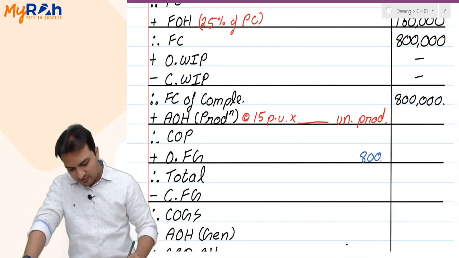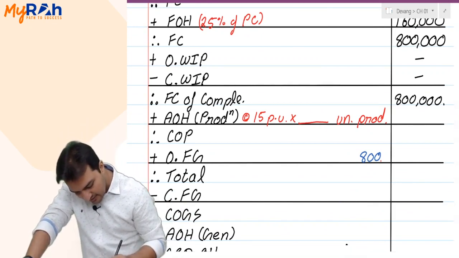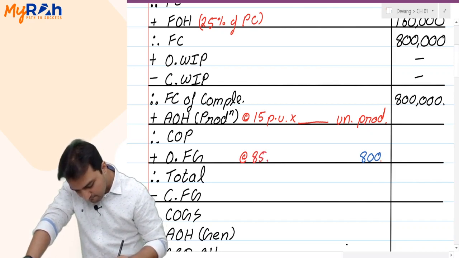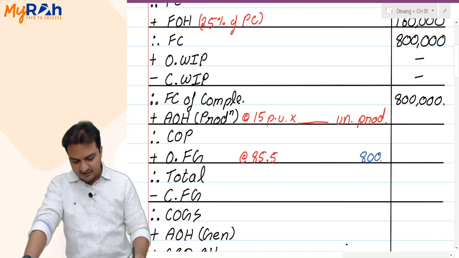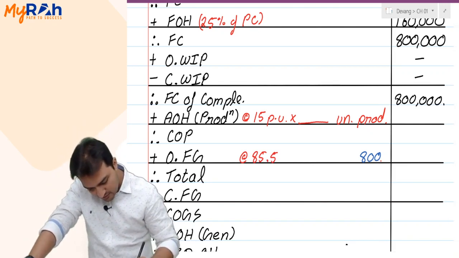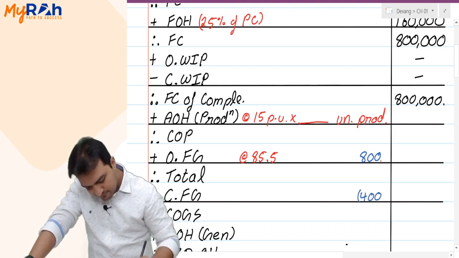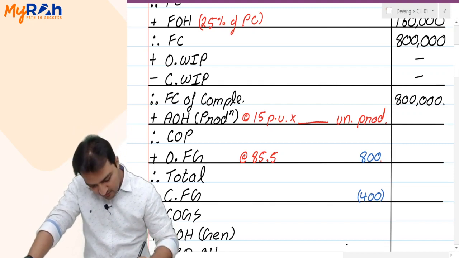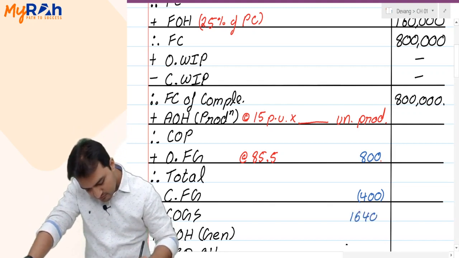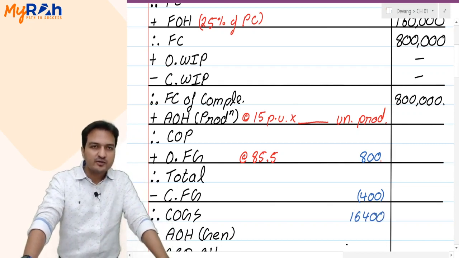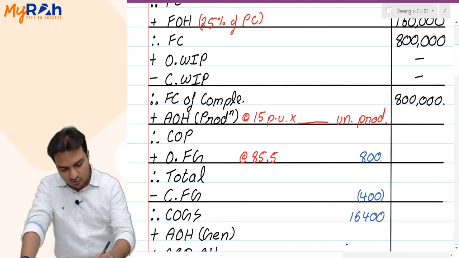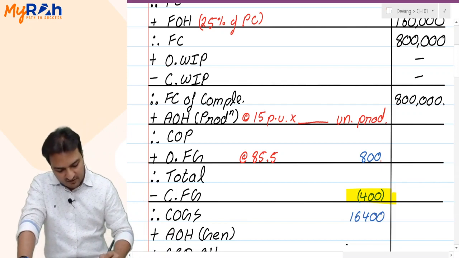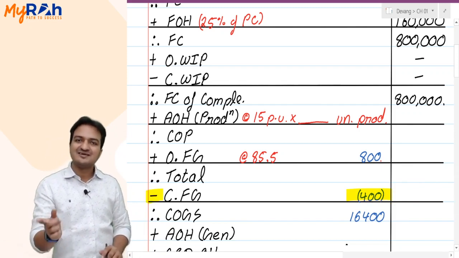Opening FG, you are given 800 units and they are valued at the rate of 85.5 per unit. Okay. Closing FG is given as 400 units and sold units are given as 16,400. Notice when I wrote closing FG, I have written it in a bracket. Why? Because as per my format, closing FG is supposed to be deducted.